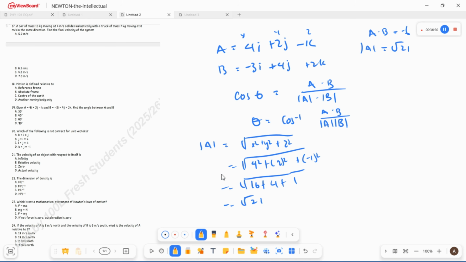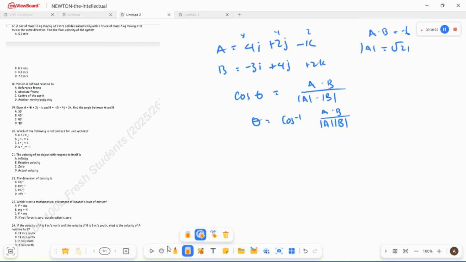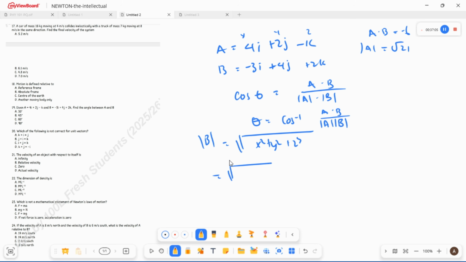Then we're going to find the modulus of B, and then we can compute our answer. For the modulus of B, we do the same thing: root of x squared plus y squared plus z squared. So we have minus 3 squared, which is 9, plus 4 squared, which is 16, plus 2 squared, which is 4. So 9 plus 16 is 25, plus 4 is 29. So our modulus of B is equal to root 29.